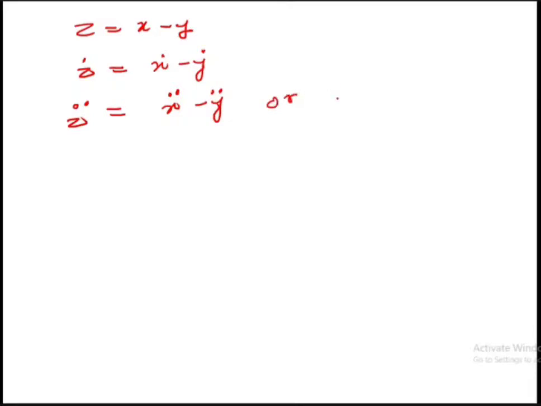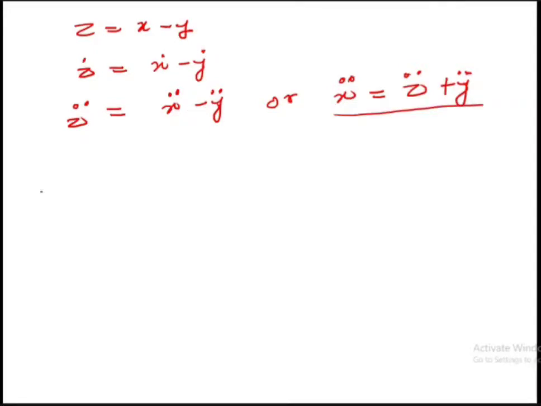Okay. So now let me consider that z is equal to x minus y. So what is z dot? Relative velocity. What is relative velocity? X dot minus y dot. What is relative acceleration? Z double dot is equal to x double dot minus y double dot. Or I can write from this that x double dot is equal to z double dot plus y double dot. This is just a small modification I am making. Have you understood this? Z double dot is equal to x double dot minus y double dot, so x double dot is equal to z double dot plus y double dot.